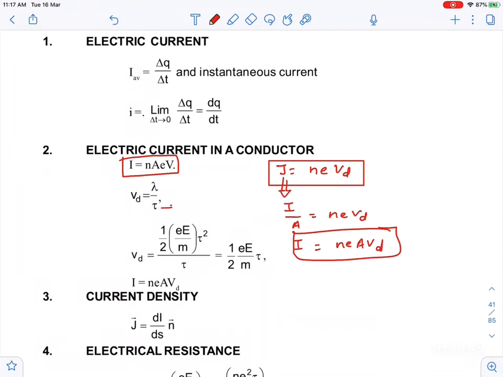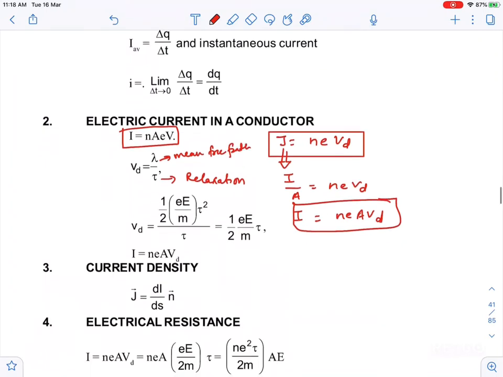Drift velocity is lambda upon tau, meaning the length you travel and the relaxation time. This tau is known as the relaxation time. So if they have given relaxation time and speed, you can calculate lambda, the mean free path. So Vd is equal to lambda by tau. Now Vd can also be written differently, because you know that v is equal to u plus at.